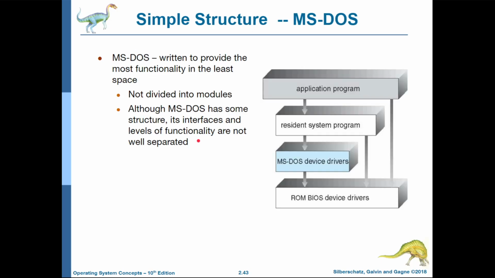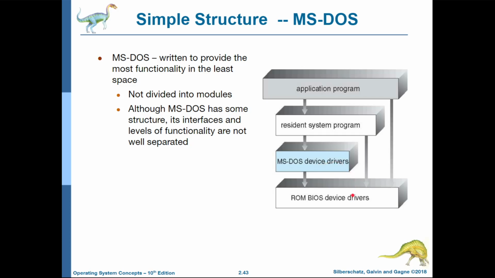Now, the original MS-DOS, the first operating system that was released for IBM personal computers, was really just simply the smallest program they could write to give the functionality that was necessary. If we talk about policies and mechanisms, the policy here was just give them what they need, and the mechanism was a small program. It wasn't divided into modules at all.